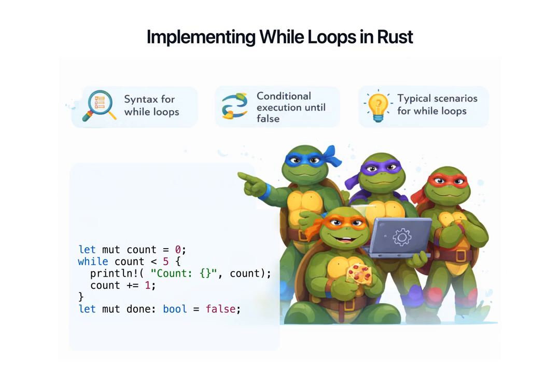While loops in Rust execute a block of code as long as a specified condition is true. They are ideal for situations where the number of iterations is not known beforehand and depends on dynamic conditions.